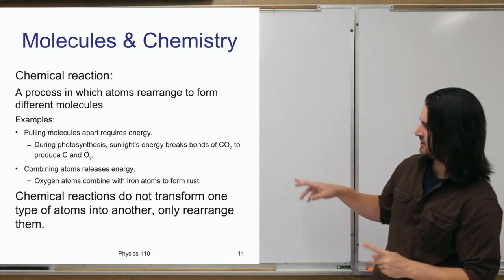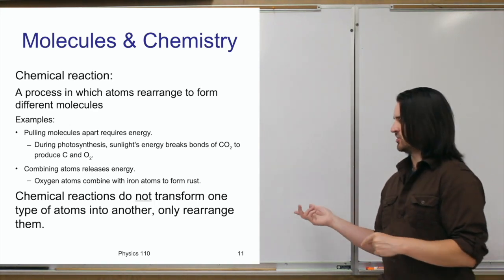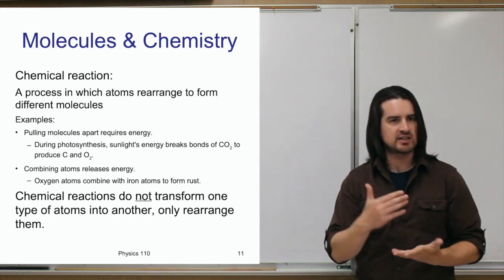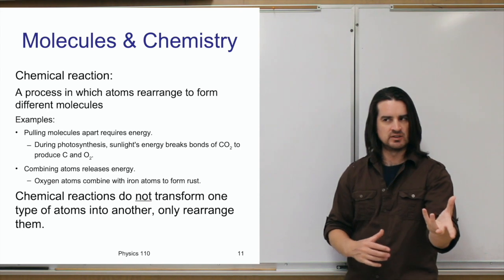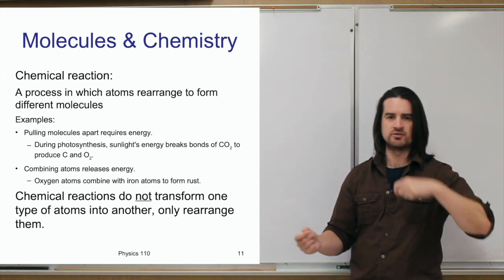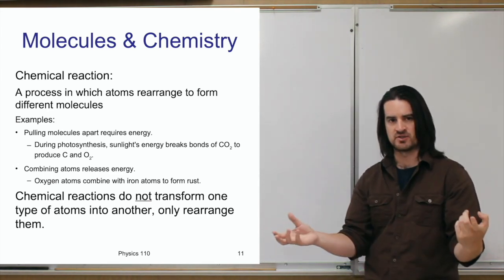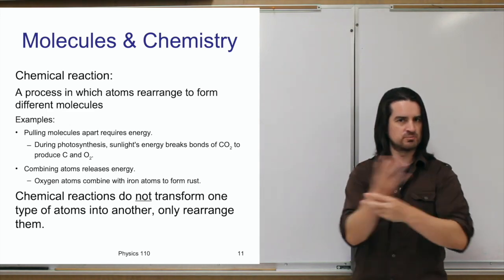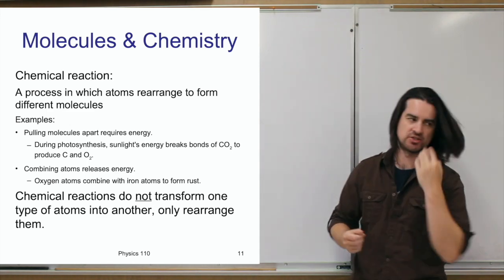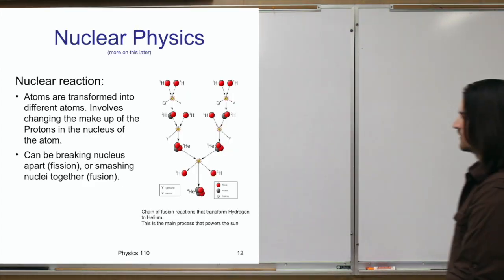The important part, though, is that in a chemical reaction, we don't actually change the kind of atoms that we're dealing with. So if you start out with gold, you're going to end up with gold somewhere. If you start out with carbon, you're going to end up with carbon somewhere. The same elements that we start out with are the elements we end up with. They're just rearranged. Rearranging those building blocks.